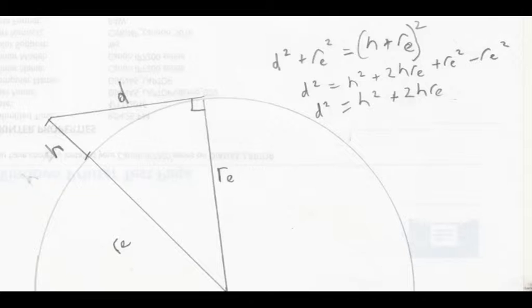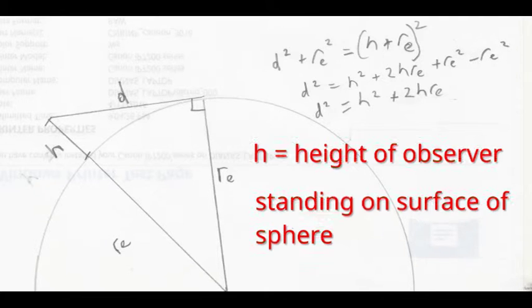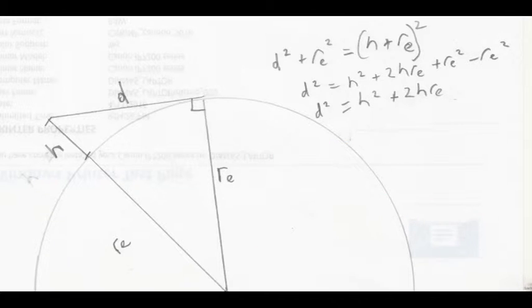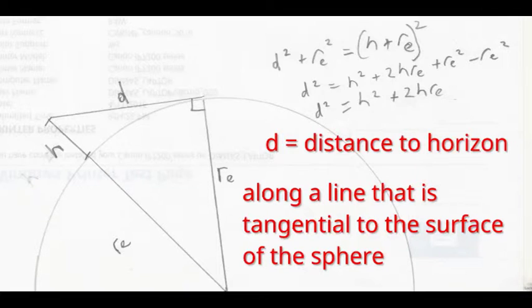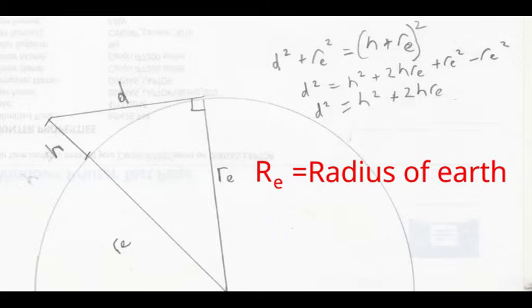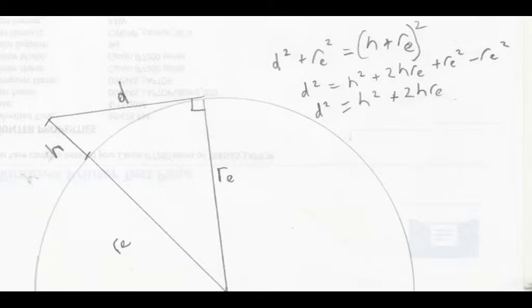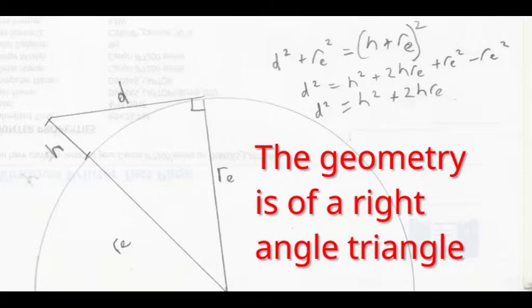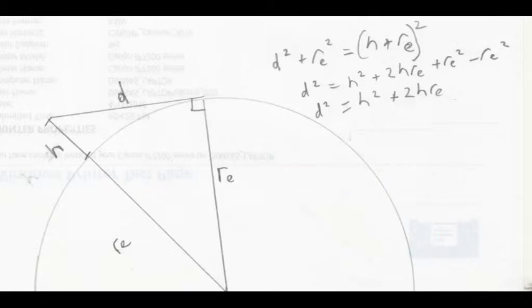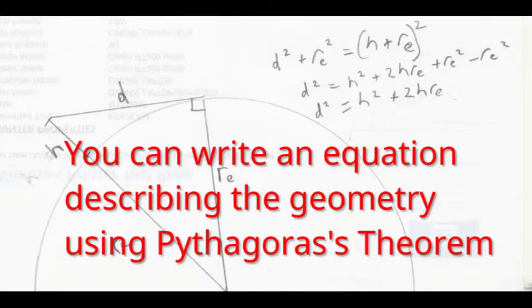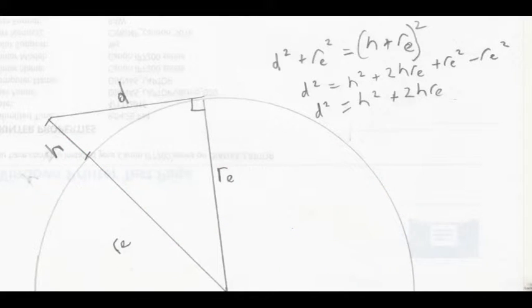So we need to know the distance to the horizon, and you can figure that out using simple geometry and Pythagoras' theorem. So if you have a diagram like this, which has got a person that's h high, standing on the surface of a sphere and then looking off to the horizon along a line of distance d, so that's a line that's tangential to the surface of the Earth, with a radius of the Earth of RE, then you have geometry that is a right angle triangle, and you can set up an equation describing that geometry in Pythagoras' theorem, and you can solve that equation for known heights and known radiuses of Earth.